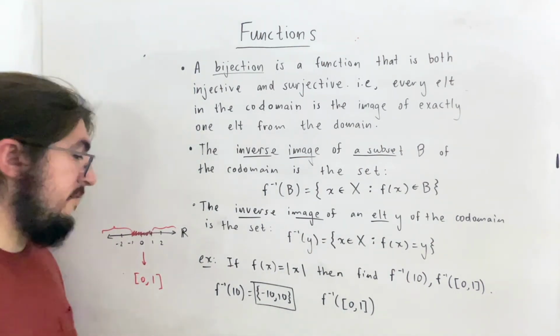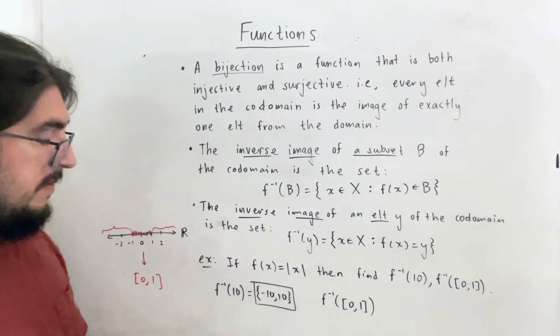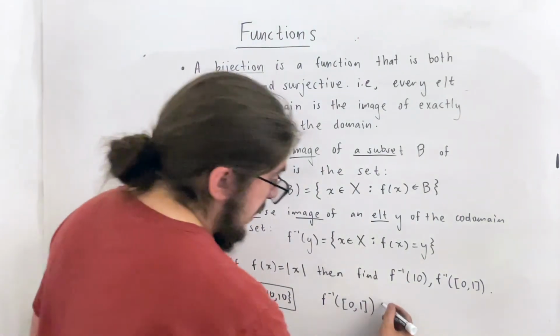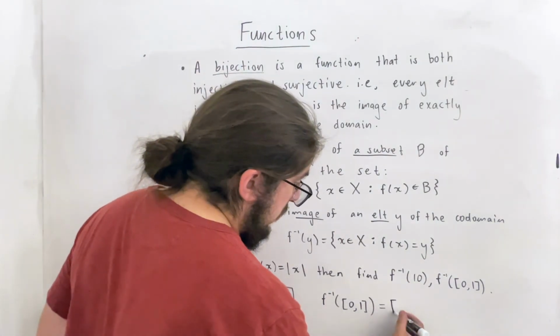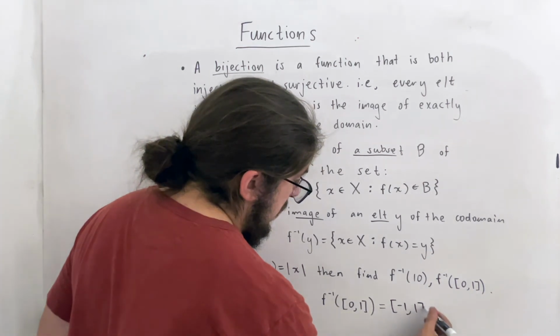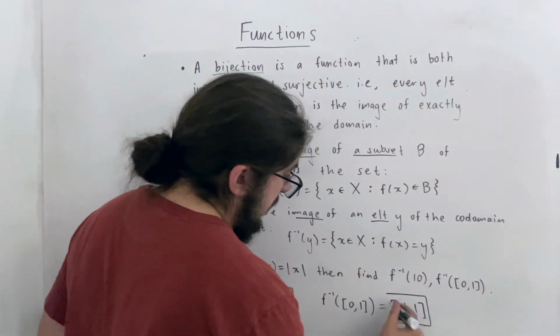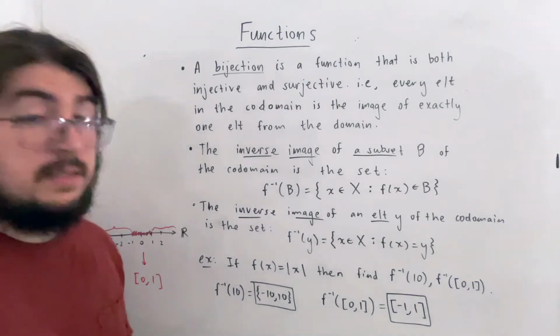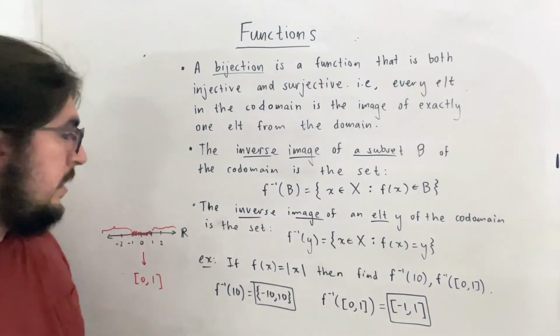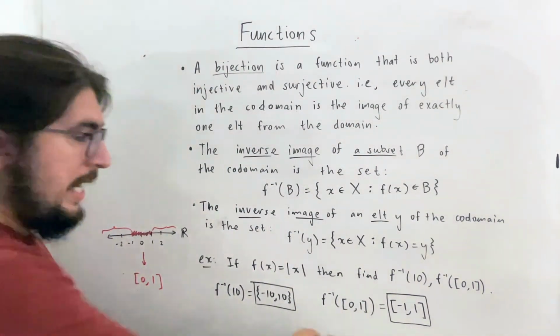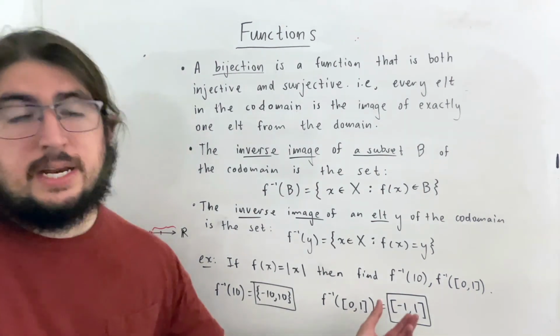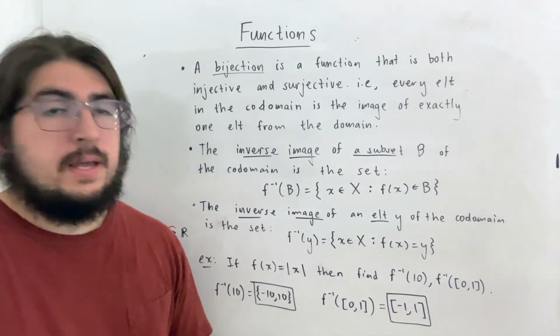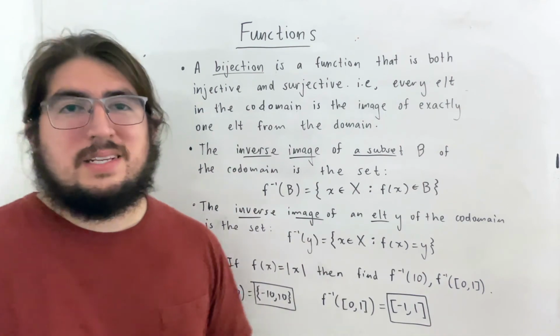So in fact, the inverse image of 0 to 1 for this function, the absolute value of x, is exactly the closed interval negative 1 to 1. So that's a little harder to envision, but that's the main idea there. You take a look at what you can plug in to get this, and it's all things that are in this set.